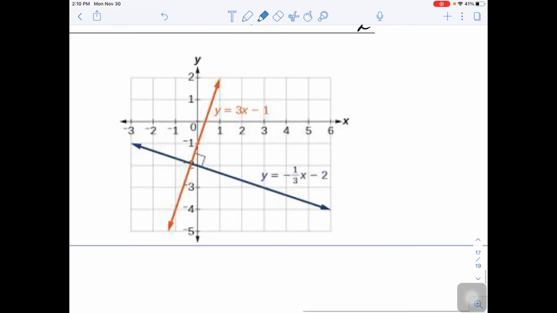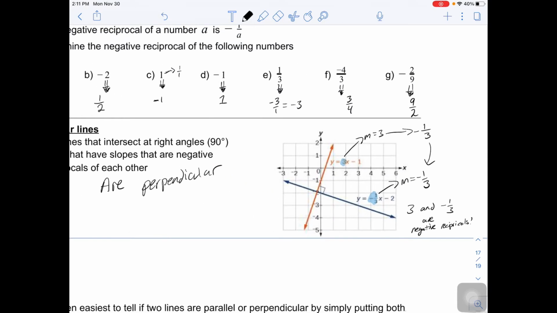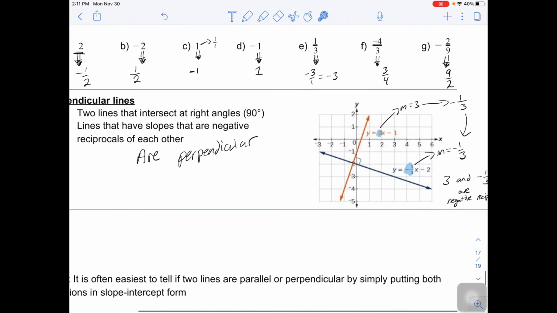So if we look here, the slope of my orange line is 3. The slope of my blue line is negative 1 over 3. Well, these are negative reciprocals, right? So if I took 3 and I flipped it and applied a negative, it looks like they are negative reciprocals. So 3 and negative 1 over 3 are negative reciprocals. So anytime you have a negative reciprocal for slopes, you know those two lines are perpendicular lines.